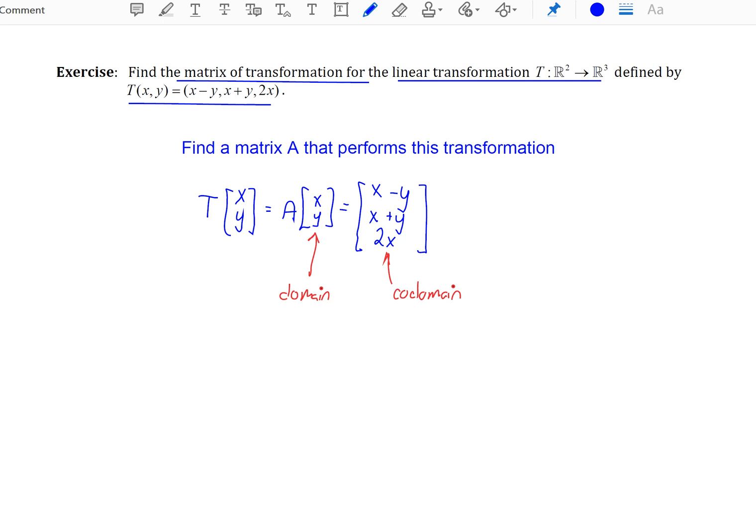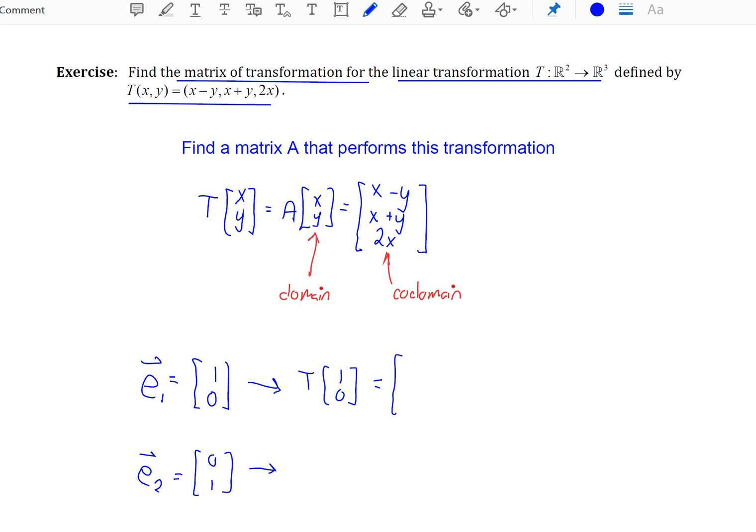And again, the way we do this is we look at what happens to each of our standard basis vectors. So here we'll take our first standard basis vector, E1, which for R2 looks like 1, 0. We'll take our second standard basis vector, E2, 0, 1. When you apply T to the ordered pair 1, 0, again, x is 1, y is 0, so plug in 1 for x and 0 for y. I think we get 1, 1, 2. For our second standard basis vector, 0, 1, I think we get negative 1, 1, 0.